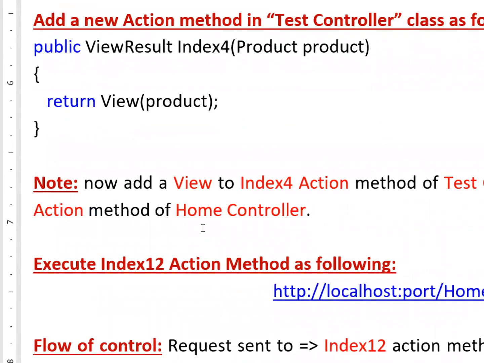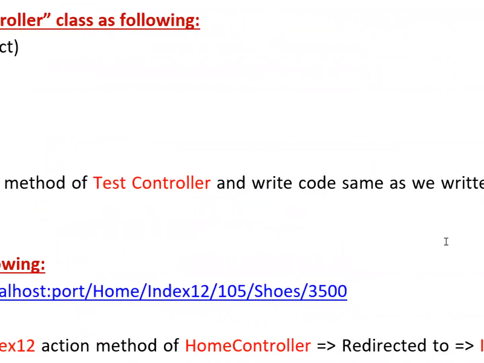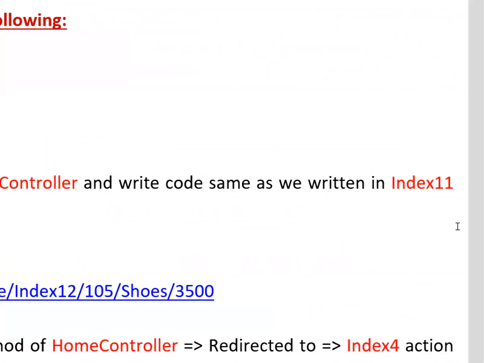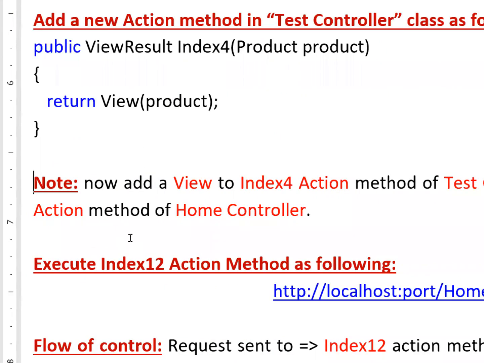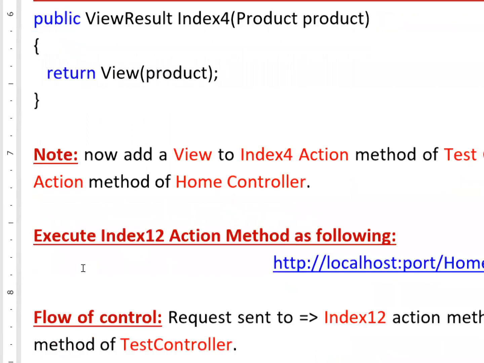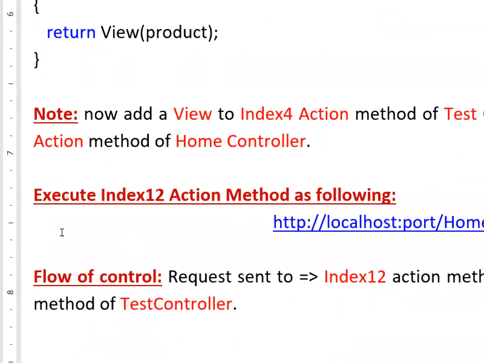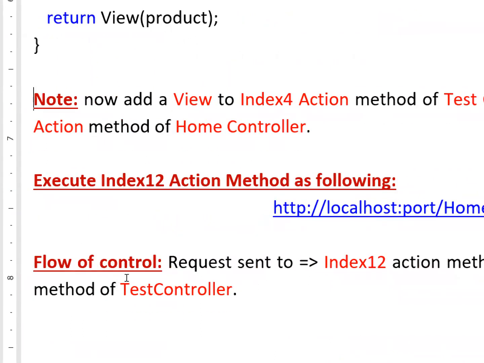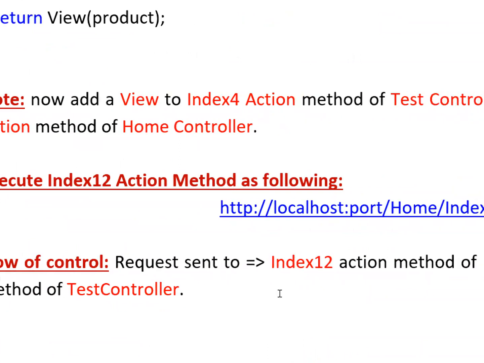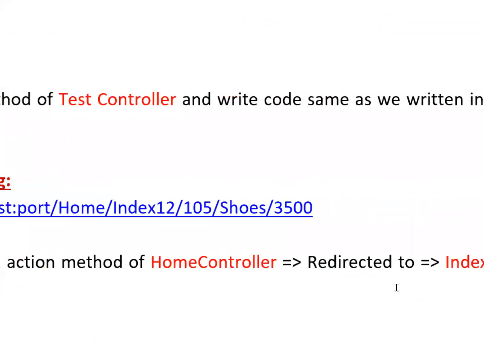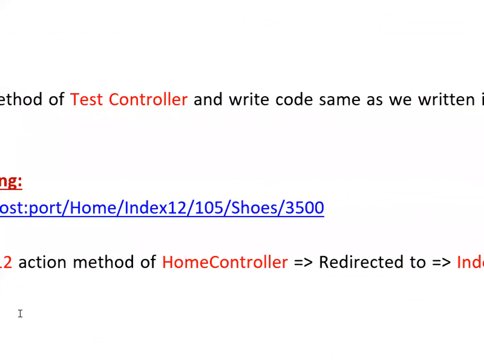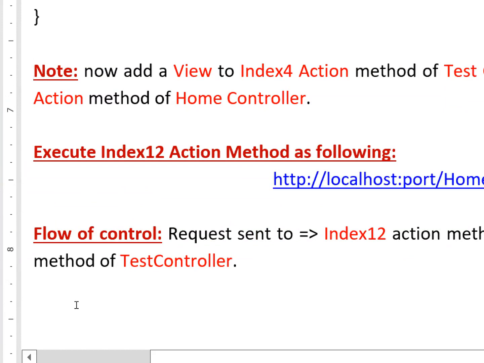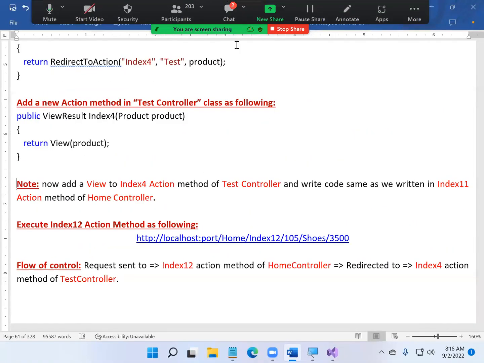Now add a view to index 4 action method and write the code same as index 11 action method of home. Same code here. I did not type again. Same code, copy paste it here. Execute. Index 12 like this. Flow: request sent to index 12 action method of home controller, redirected to index 4 action method of test controller. Is everything clear?